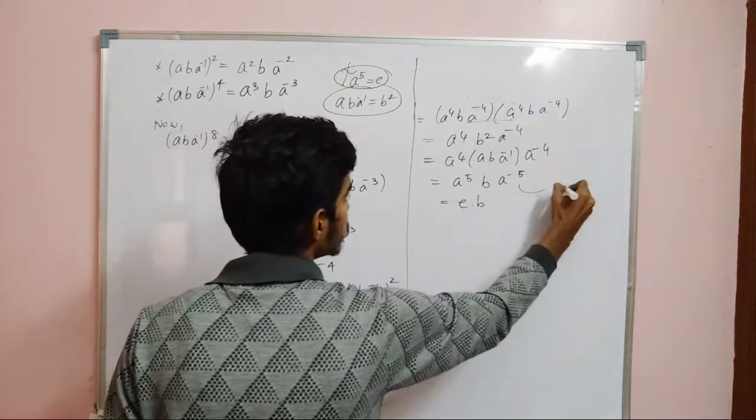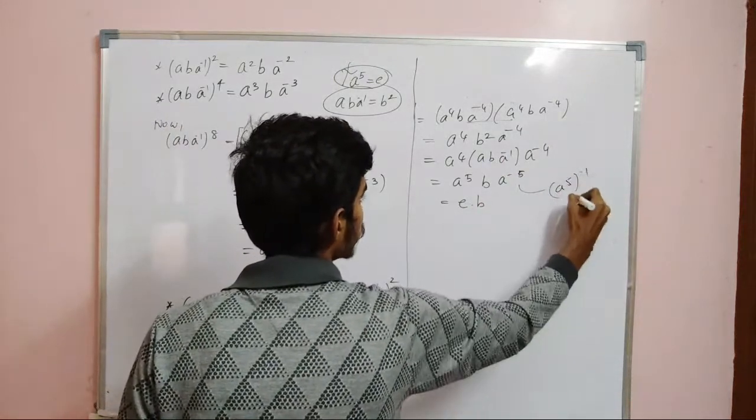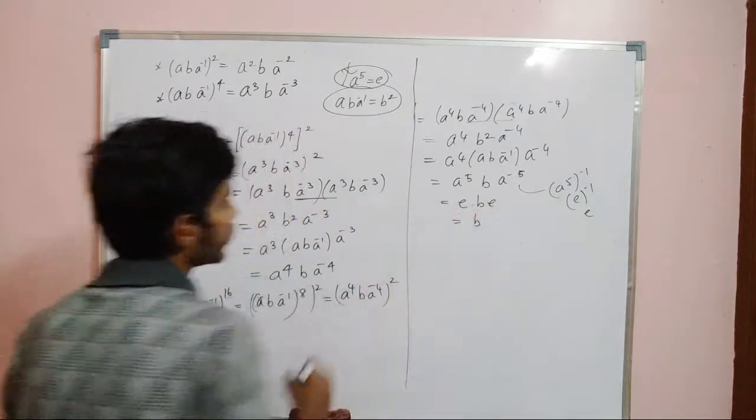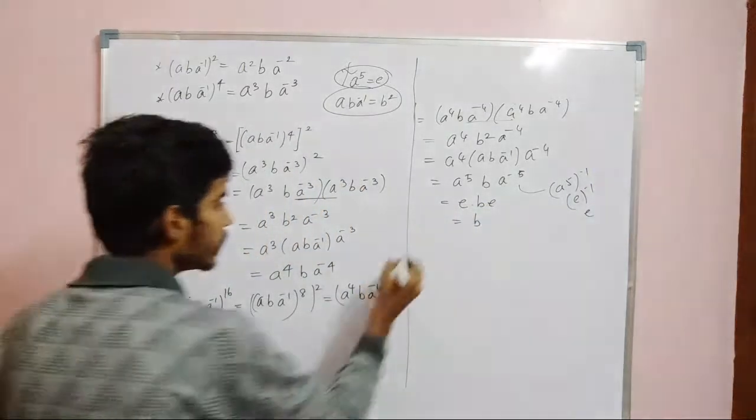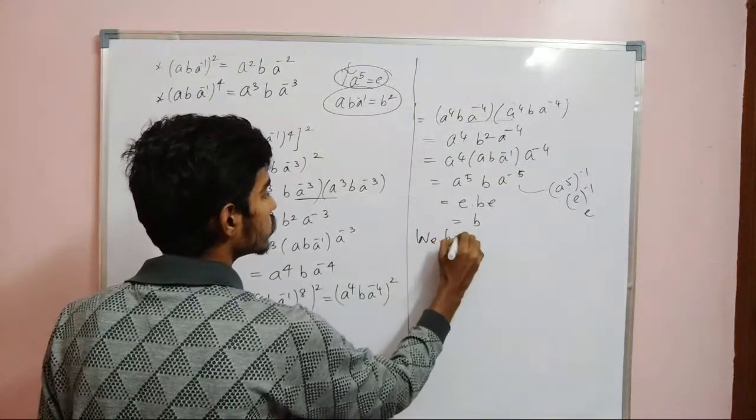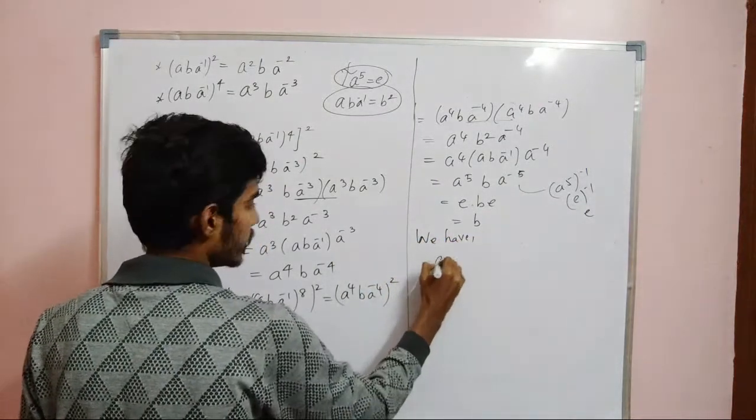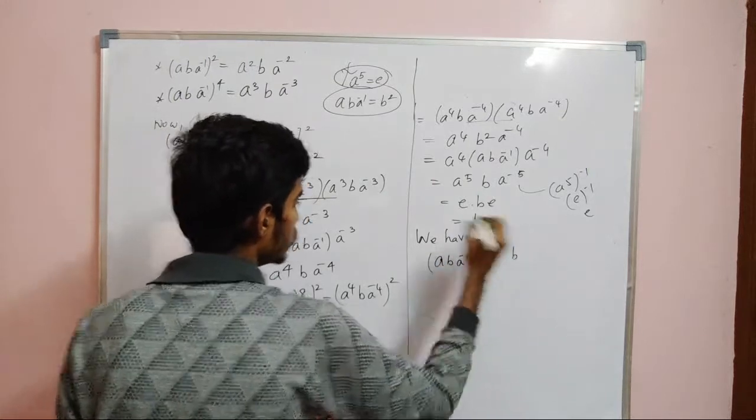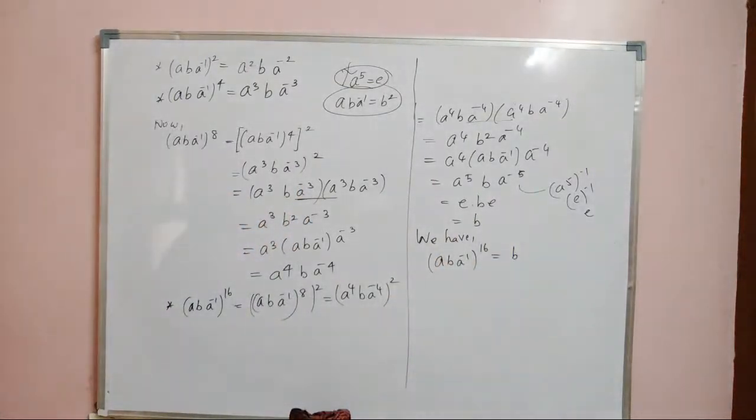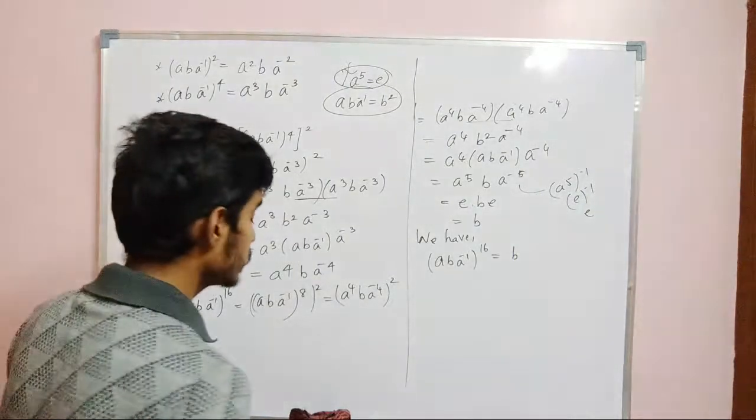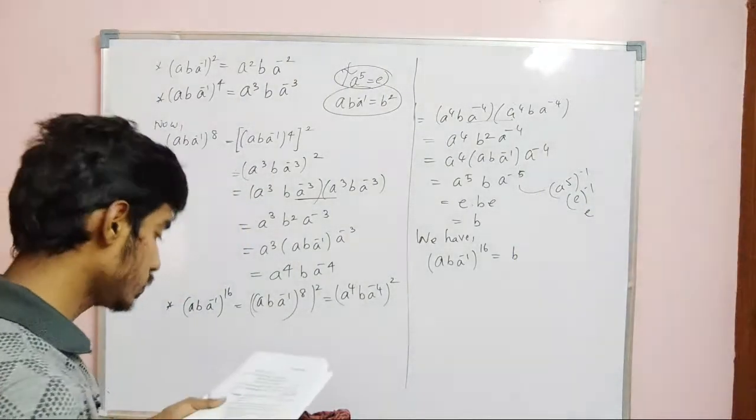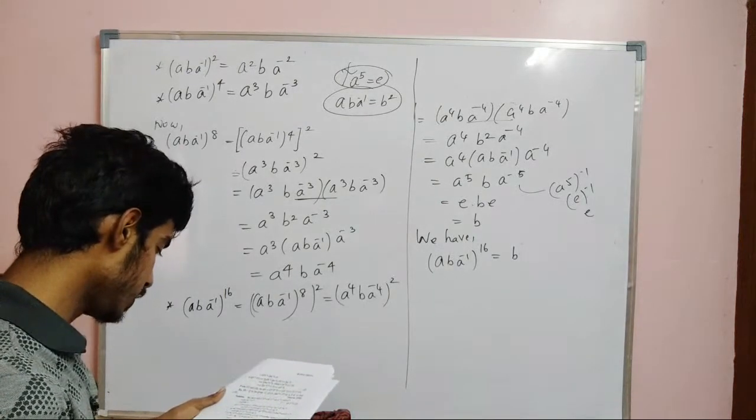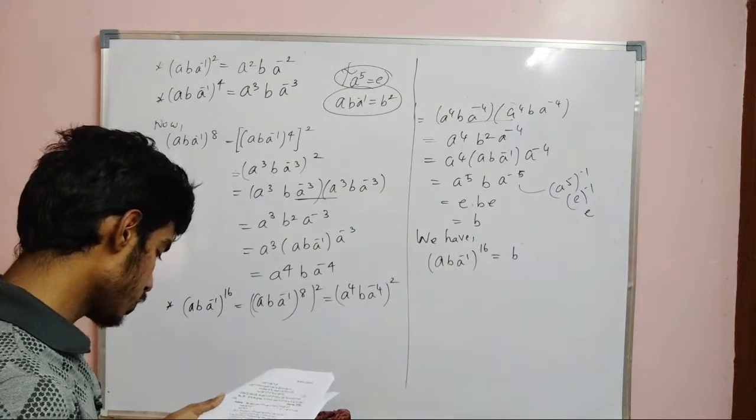So I can write this as (e^5)^(-1), which is e^(-1), which is e again. So this is equal to b, right? So we have (a b a inverse)^16 is equal to b.